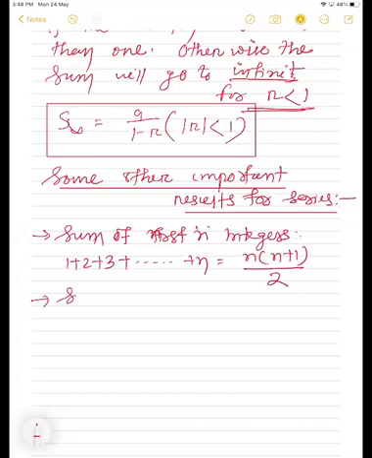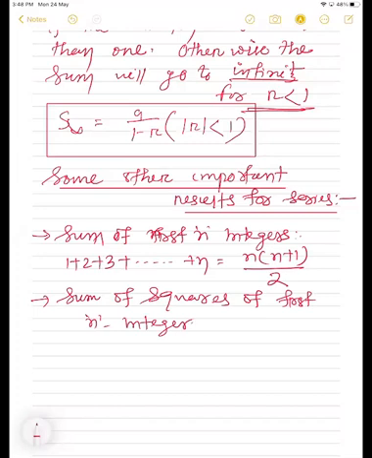Next, sum of squares of first n integers, correct? That is 1 square plus 2 square dot dot plus n square is equal to how much?